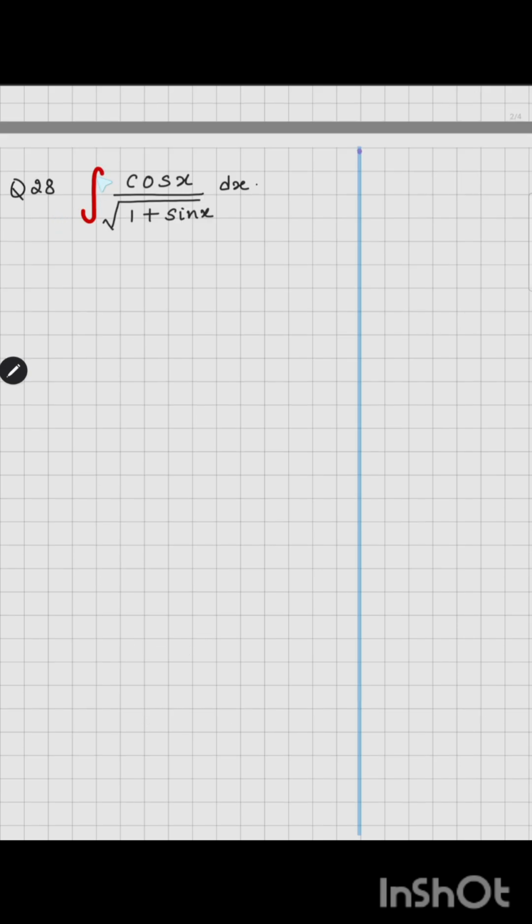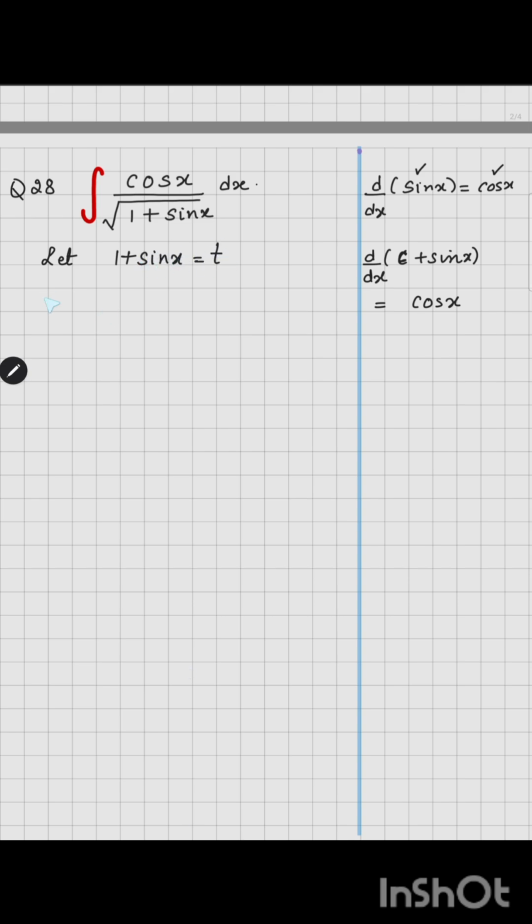Now 28th one, we have to find the integral of cos x divided by square root of 1 plus sin x with respect to x. So we know that if we differentiate sin x, we will get cos x, right? So both function and its derivative are part of the integrand. But if we also differentiate any constant plus sin x, this is also equal to cos x, right? So we can have any constant here. So this is constant, so still we will get cos x. So that is the reason we will take 1 plus sin x equal to t.